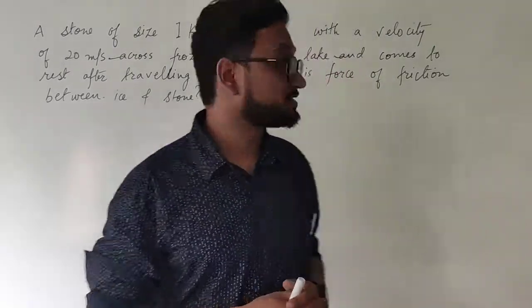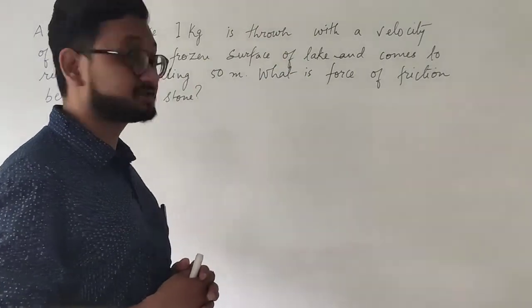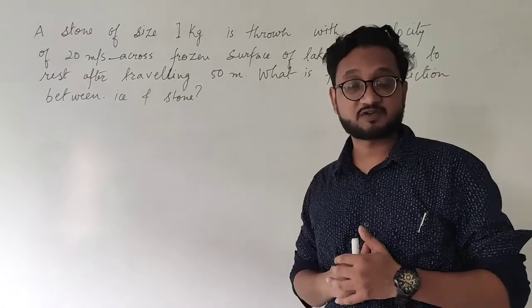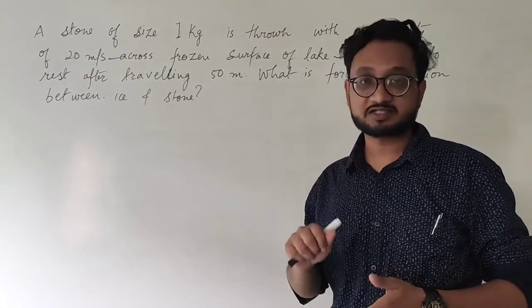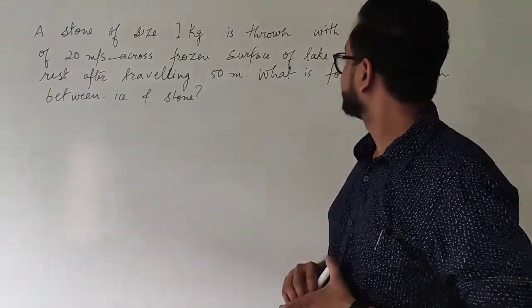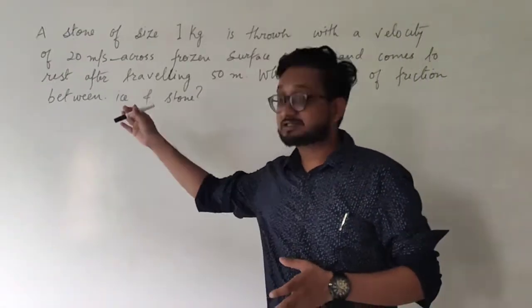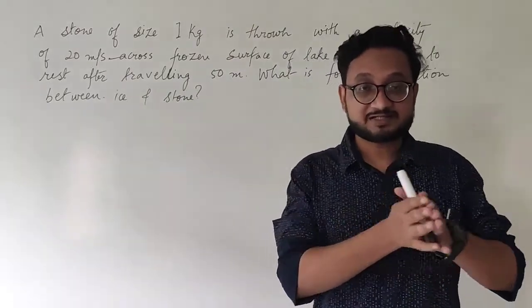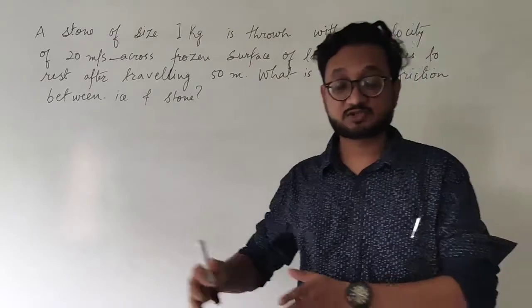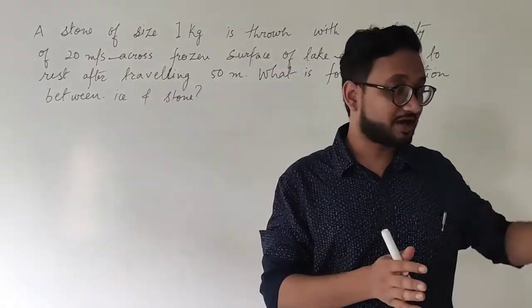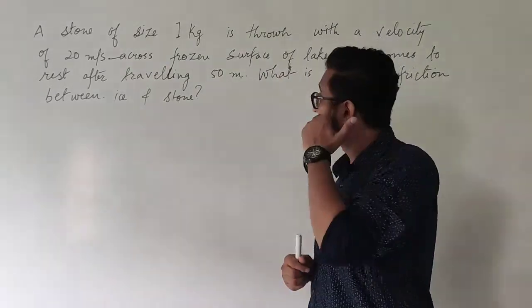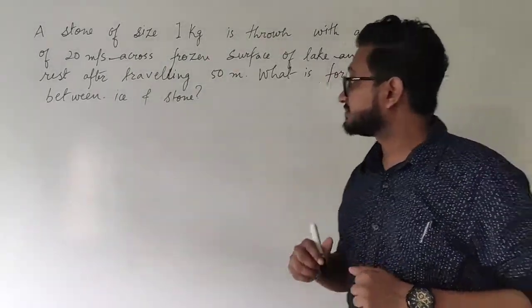The question today is, a stone of size 1 kg is thrown with a velocity of 20 meters per second across a frozen surface of the lake. So the lake is frozen and it is a hard surface, and the stone is thrown with a velocity of 20 meters per second. And it comes to a rest. That means that 20 meters per second is gradually decreasing and it stops after traveling 50 meters. So with that velocity it was traveling, but after 50 meters it became 0 and the stone stopped moving. What is the force of friction between the ice and stone?